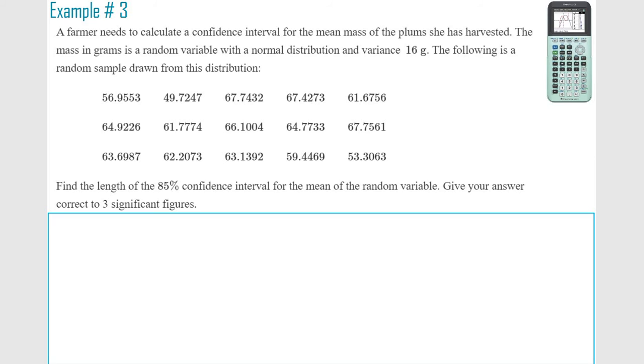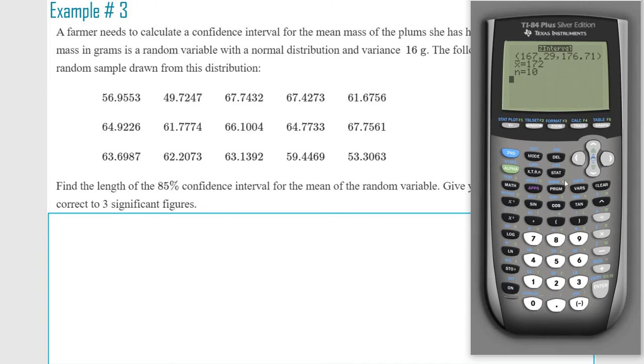All right, example number 3. So you read this, okay, mass of plums. All right, and here you have your variance. So your standard deviation would be 4. You put all that into your calculator, so put that into your list, and then when you go to your tests and you do number 7, Z interval, you now use your data. So your list 1 would contain all of this. So our variance was 16, so it wanted the standard deviation, so that would be 4.